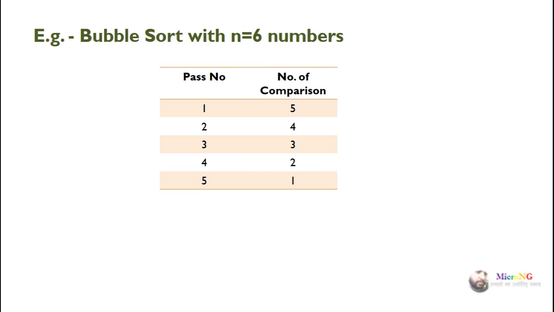And in each pass, the number of comparisons which we made in the first pass is 5, in the second pass it is 4, similarly for the last, fifth pass it is 1. So we can see as the pass number increases, the number of comparisons decreases. So if we consider k as a pass number, the total number of comparisons which we have to make in one particular pass is n minus k, where n is the total numbers and k is the pass number.